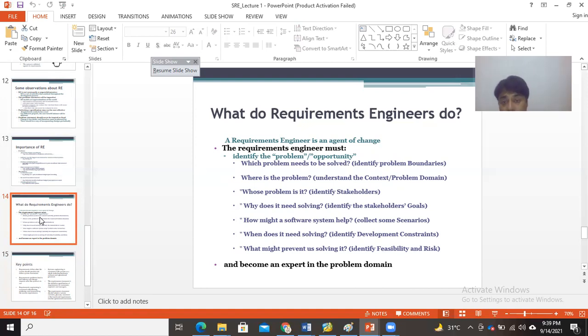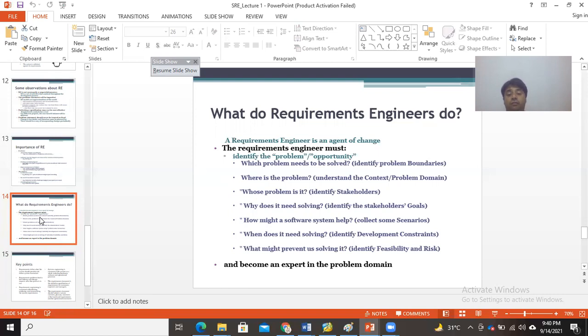Why does it need solving? Identify stakeholder goal. The stakeholder told me that you have to add two numbers, and if two numbers are similar in addition, you have to add one to it by default. Now you have identified the problem, and you are trying to provide a solution to that problem in terms of the stakeholder requirement, or whatever the stakeholder wants from you. How might a software system help? You have to create scenarios that after providing the solution, the software system will act like this. So you have to show that system in the form of scenarios.